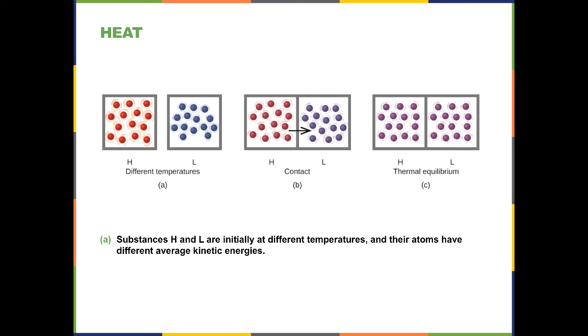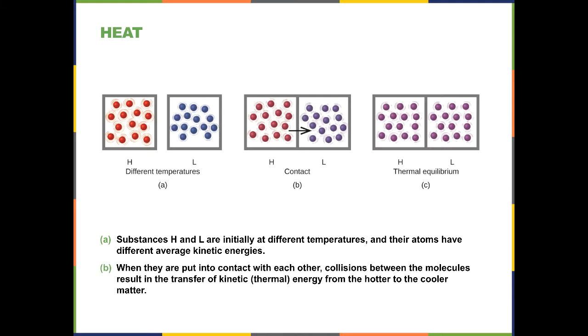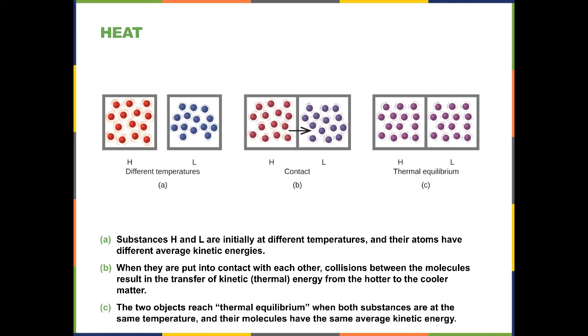Now you have two substances shown in A here. H is hot and L is cold, and they have different temperatures, and their atoms have different average kinetic energies. In B, they come in contact, and when they come in contact, there's a transfer of kinetic energy from H to L. And then ultimately, the kinetic energy becomes equalized between the two sides, H and L, and that's called thermal equilibrium, in which case all the molecules now have the same kinetic energy.